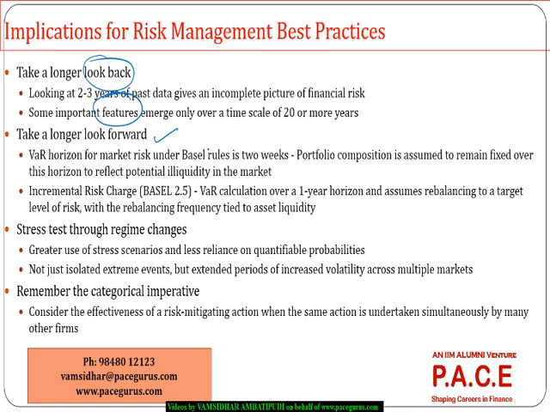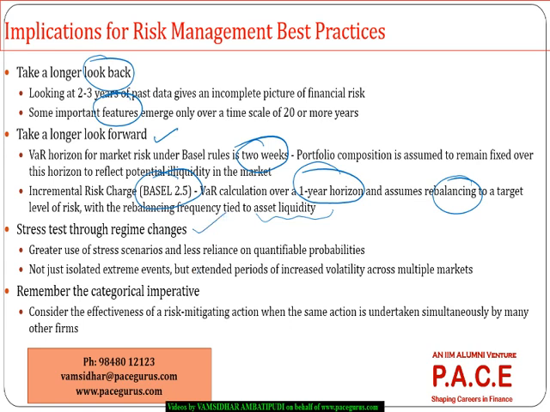Typically, we see that the value at risk horizon for market risk is just 2 weeks. And for that small time period, we assume that the portfolio composition is fixed, and it reflects typically the potential illiquidity in the market. So that needs a change. As a part of Basel 2.5, a term got introduced called the incremental risk charge, where the VaR calculation typically happens over a 1 year horizon, assuming that a rebalancing to a target level of risk is happening, and rebalancing frequency is tied to the asset liquidity there. Because of this, there is some improvement in looking at a longer term forward in terms of computation of the VaR.